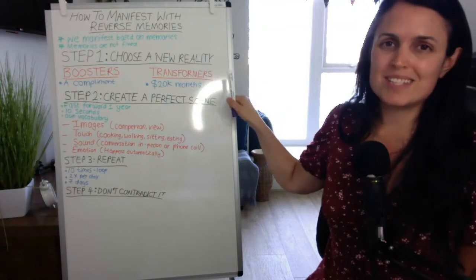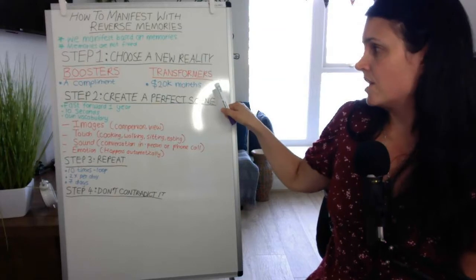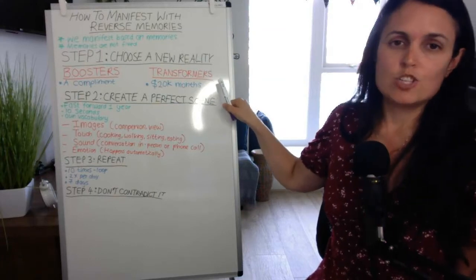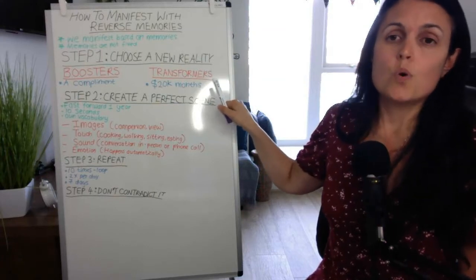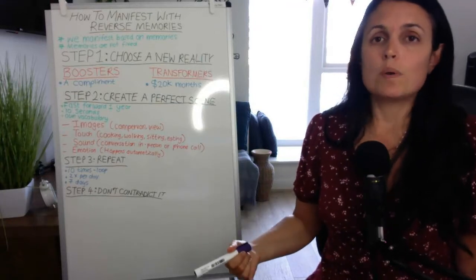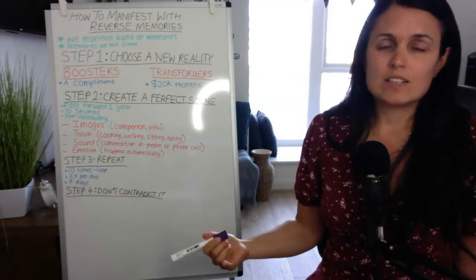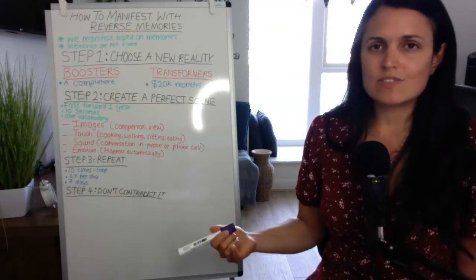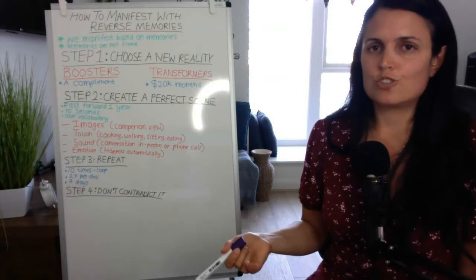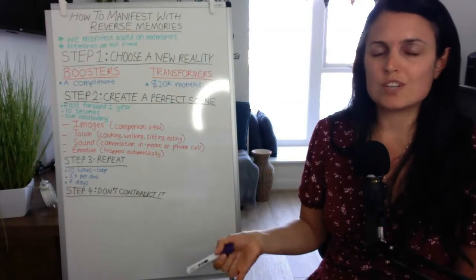But the transformers, these are the things that we really want. These are the things that we are desperate for. For example, we might want to make 20k months. We might want to attract an ideal partner into our lives. We might want our dream house, our dream car, to set up a business that's successful. All these things have the ability to transform our lives. So make a list of transformers as well.